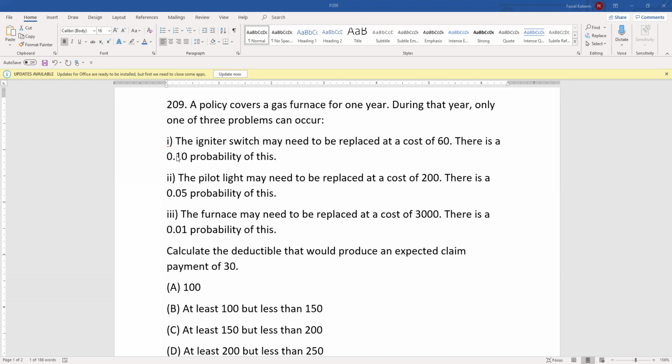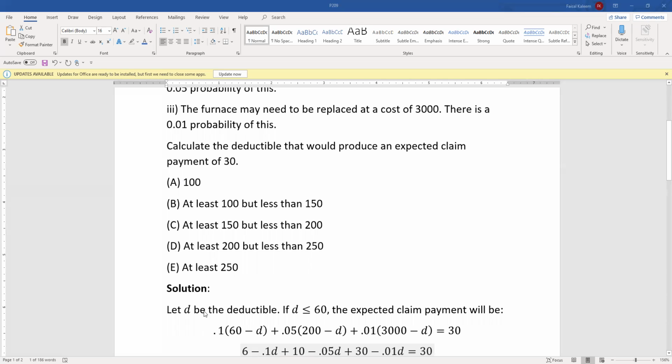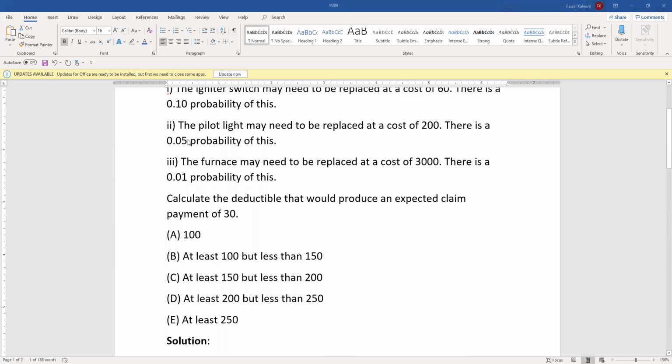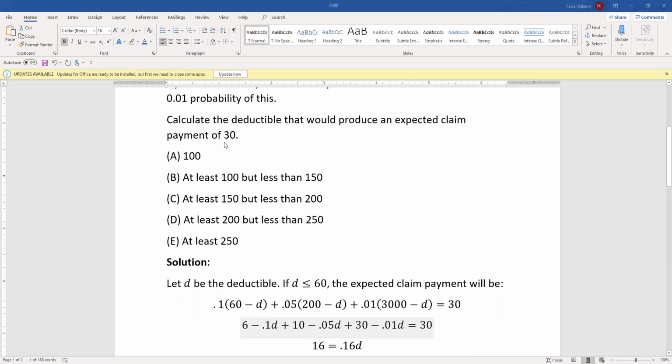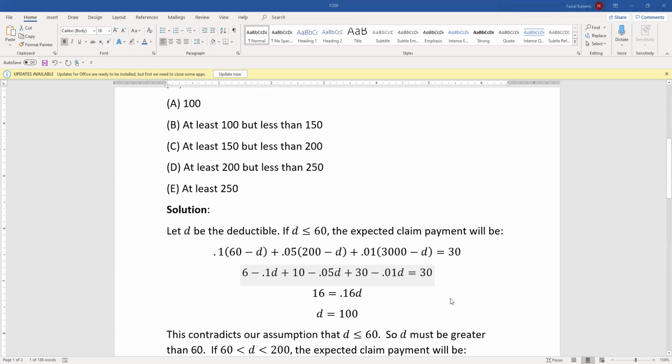So the expected claim payment in that case would be 0.1 times 60 minus D, and similarly 0.05 times 200 minus D, plus 0.01 times 3,000 minus D. And we want the expected value of the claim payment to be 30. So we set all this equal to 30, distribute, and then solve. We get D equals 100.